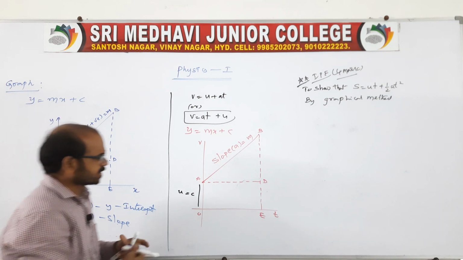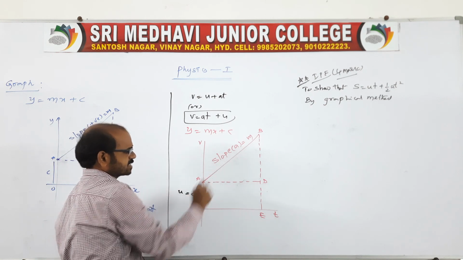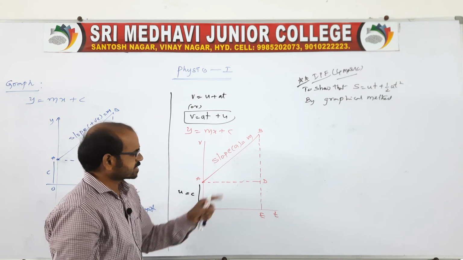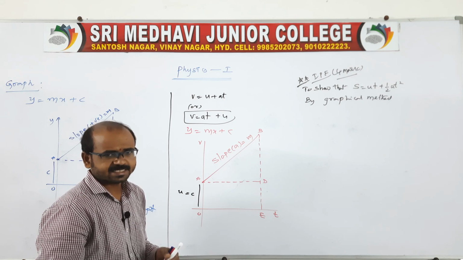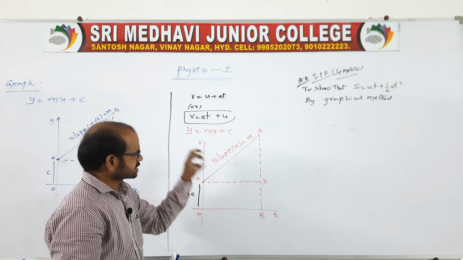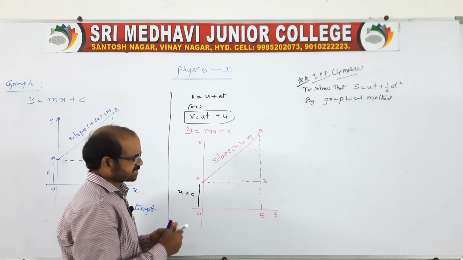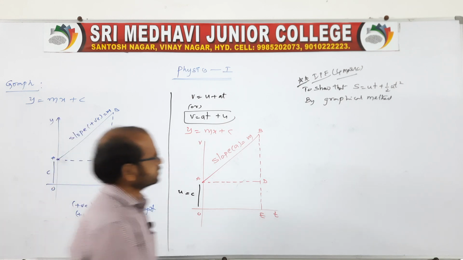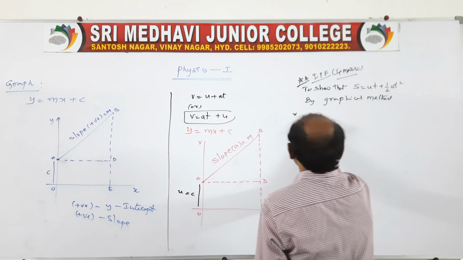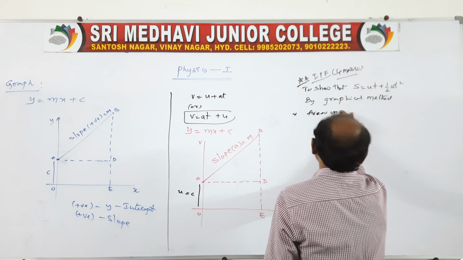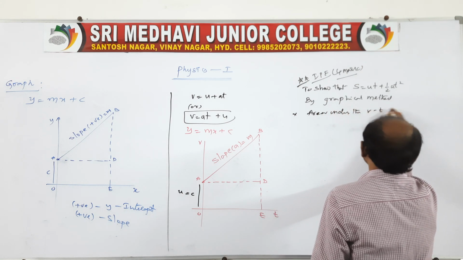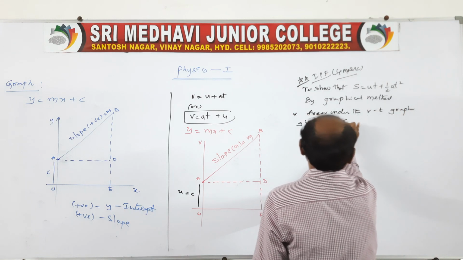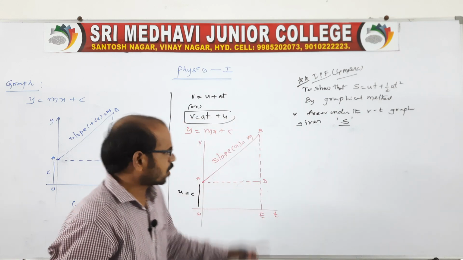Now look, there are 2 areas. In this one there is a triangle area and another one is a rectangular area. See, area under the velocity time graph. In the previous class I told you very clearly, the area under the velocity time graph is represented as the displacement, right? By using this graph, let us write here: area under the VT graph gives displacement S.